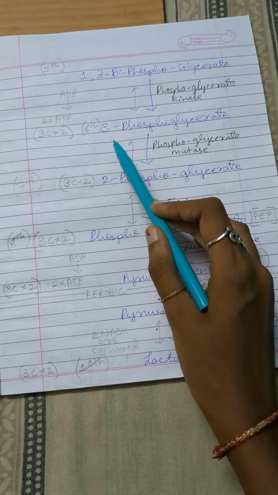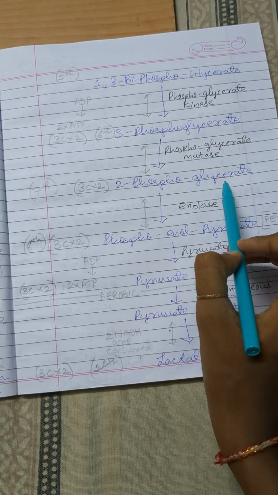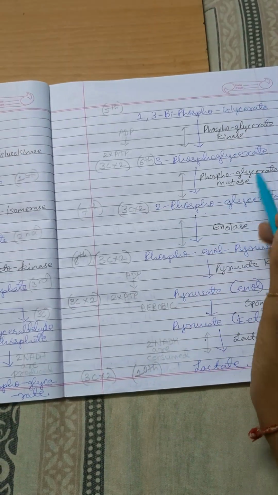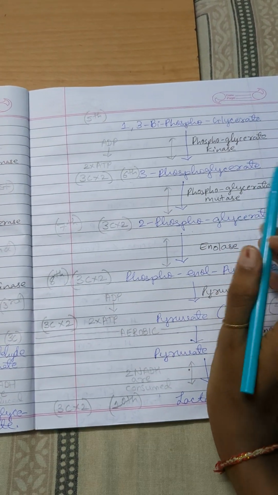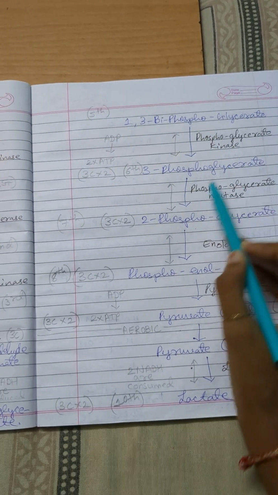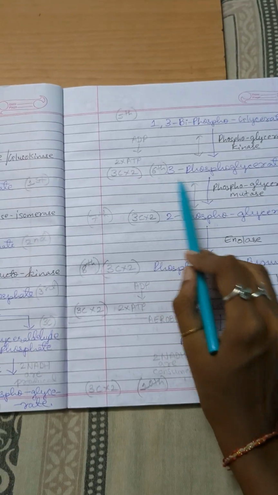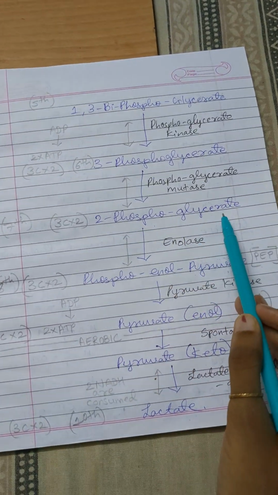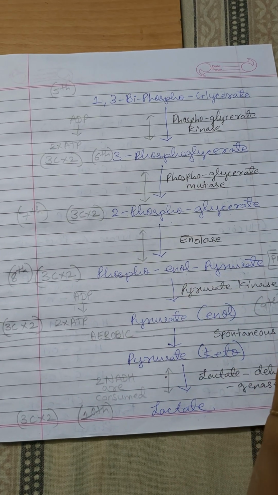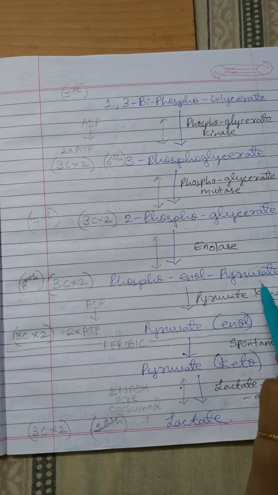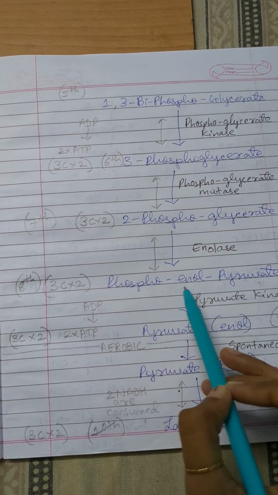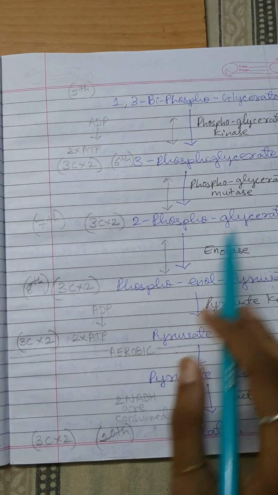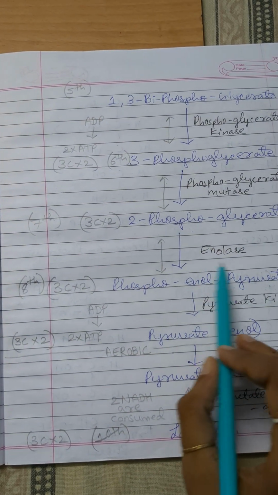Now in the next step, 3-phosphoglycerate is converted to 2-phosphoglycerate. Only the position of the phosphate group is changing from 3 to 2, so the enzyme is named mutase: phosphoglycerate mutase. Now in the next step, 2-phosphoglycerate is converted to phosphoenol pyruvate, PEP. The enzyme name is enolase, easy to remember.